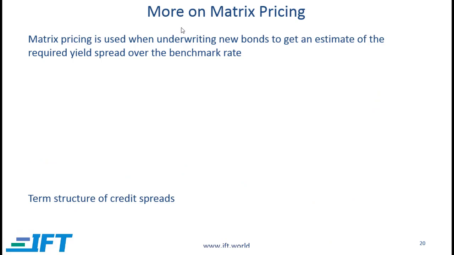I'll just make a few more points on matrix pricing before we go to the next section. Matrix pricing is used when underwriting new bonds to get an estimate of the required yield spread over the benchmark. So this should be obvious. With a new bond, we don't have a market price, obviously, so matrix pricing can be used. Now, what does this term mean? Required yield spread over the benchmark rate. The benchmark rate could be LIBOR, or it could be the rate on a government bond which is similar. Let's say a government bond with the same maturity and the same coupon rate.